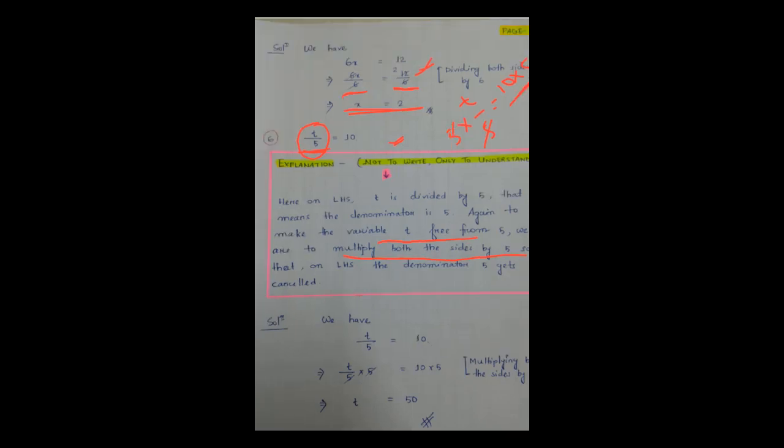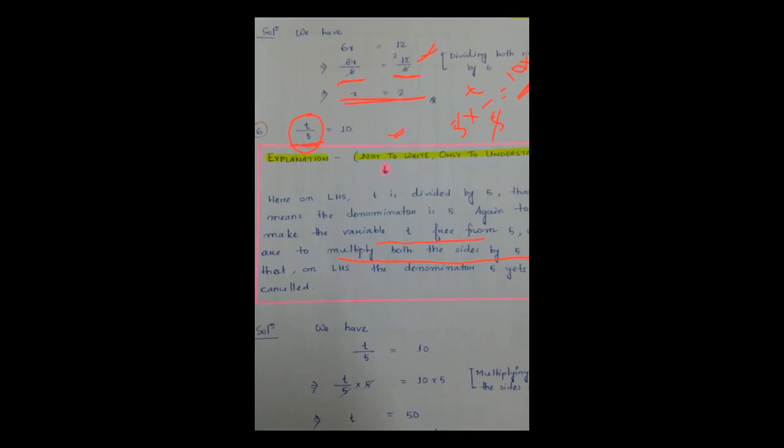5 got cancelled and t will be equal to 10 ultimately. So 5 gets cancelled here. t is left alone on the LHS, while on the right hand side 10 into 5 will give you the result 50. So let us check the solution part. So t by 5 is equal to 10.